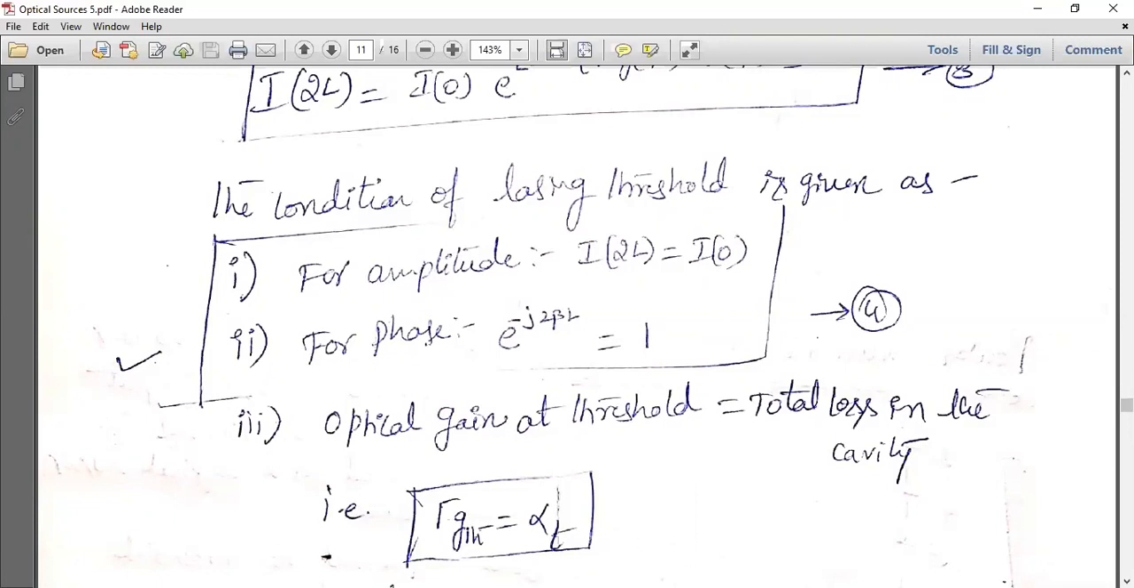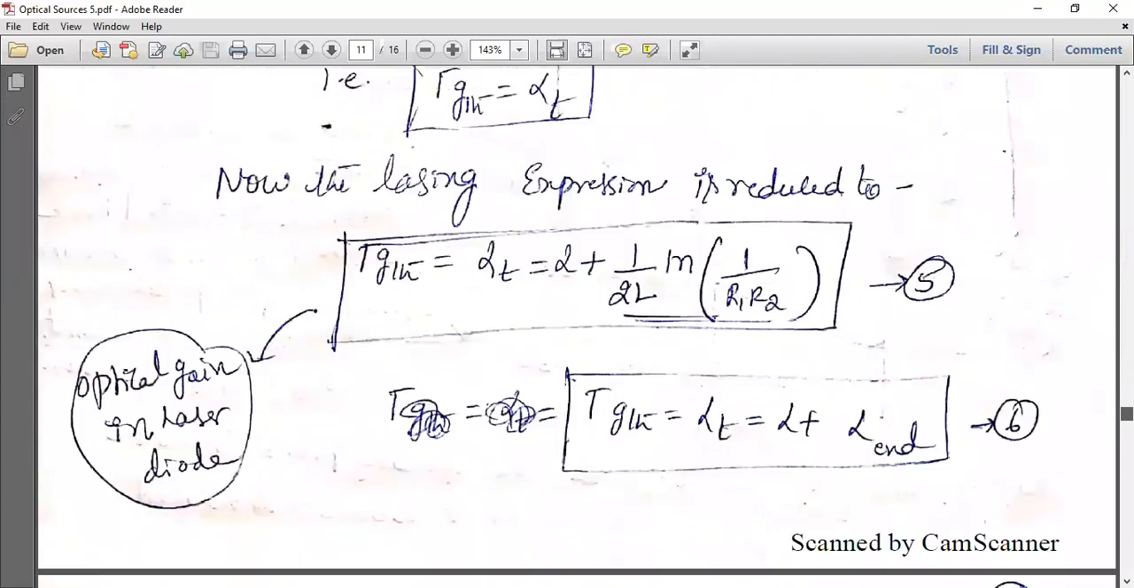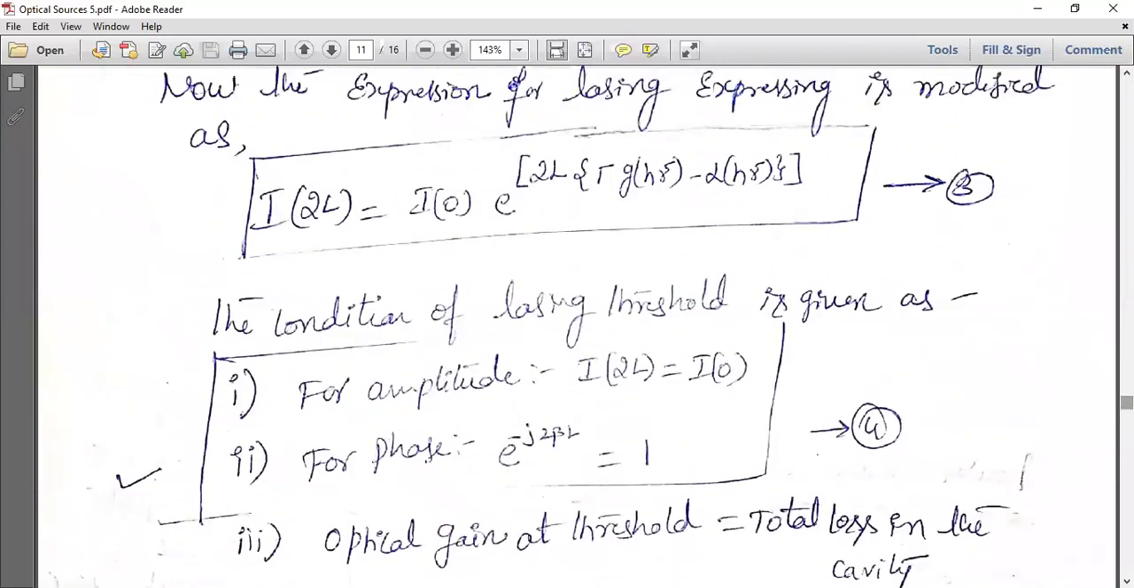So if you put all these equations in here, that is I2L is equal to I0 e raised to z, this one you make it as 1. Then if you solve that, you will end up with an equation like this, where tau GTH, this is tau GTH. GTH means the gain.